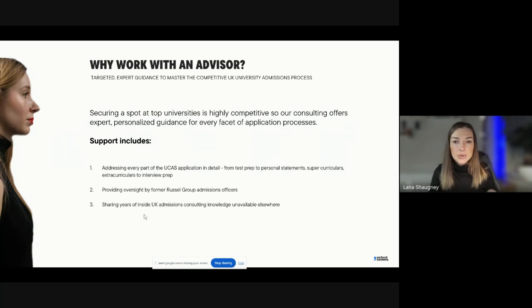Why is it important to work with an advisor? Well, first of all, securing a spot at a top university is very competitive. There's loads of different consultancies out there and advisors and experts offering you support. But what is really important is that our guidance is personalized. It encompasses every stage of your application process, but also different elements within this process.